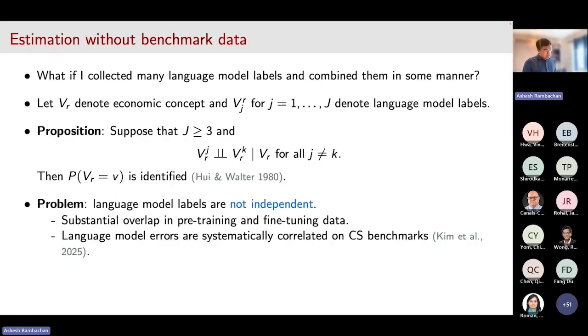So, an open challenge here would be, in the absence of benchmark data, what can we do? And right now, the state of the art is, unfortunately, debiasing with validation data is the only sort of rigorous procedure to get back unbiased estimates. But this is a fantastic open space to be working in.